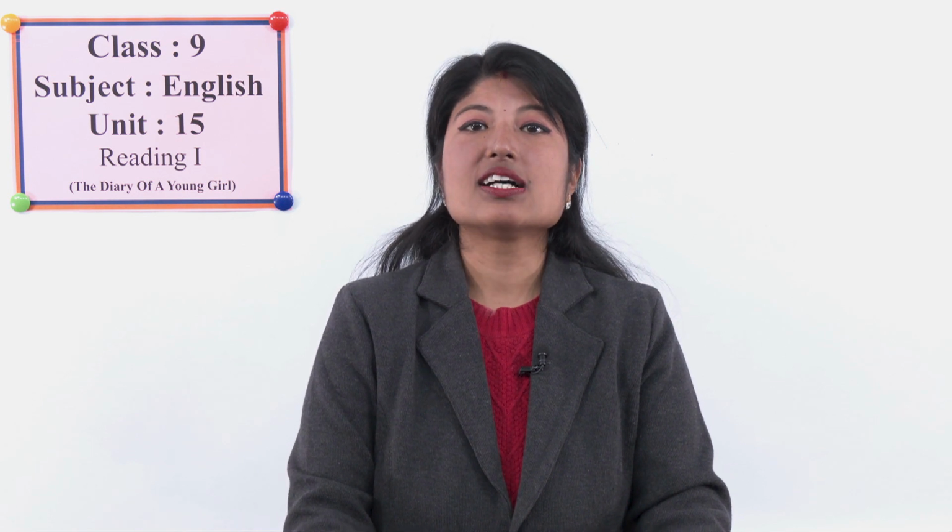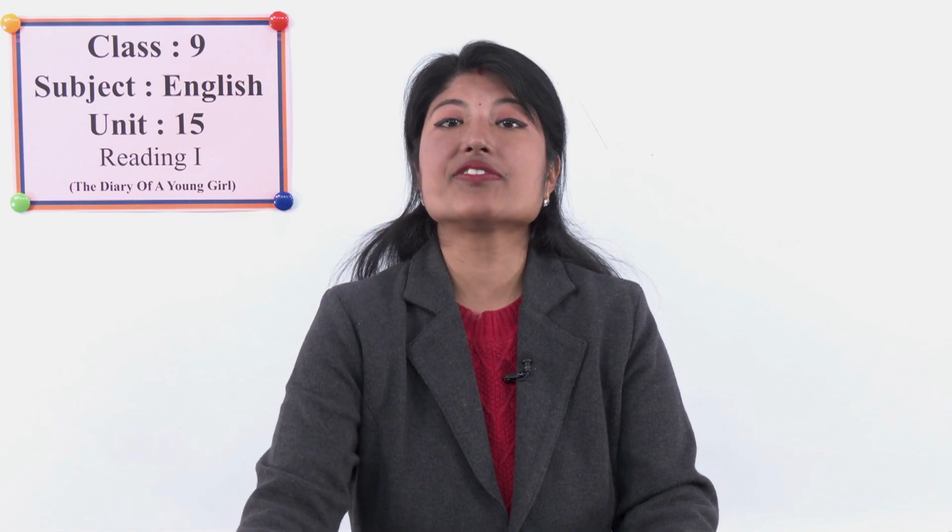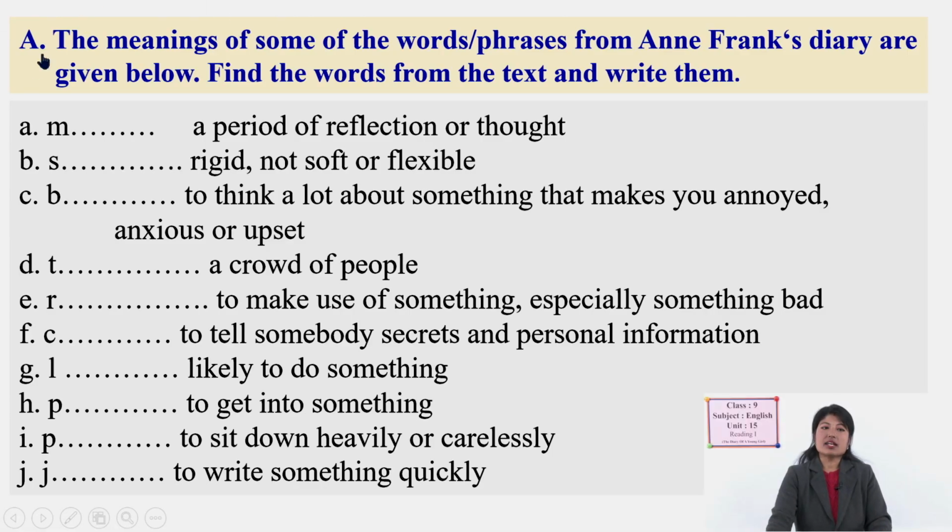Now we move to the exercise. What's the exercise? Exercises are given there. Let's go through it. Number A. The meanings of some words and phrases from Anne Frank's diary are given below. Find the words from the text and write them. Meanings are given here, like a period of reflection or thought, rigid, not soft or flexible. The first letters are given, so it's easy to guess the words. Let's do it one by one. Are you ready, all of you? I hope you are ready.